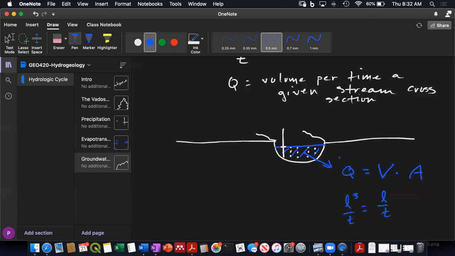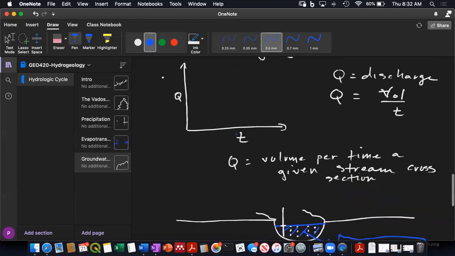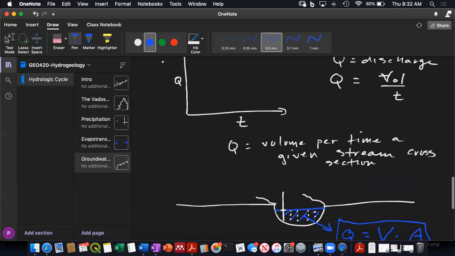And this is a key equation. We're going to talk a lot about discharge. We'll use another term called flux, all right? But at its base, discharge is velocity times an area. Okay, so when we have a hydrograph, we're measuring this discharge at this one place over time.